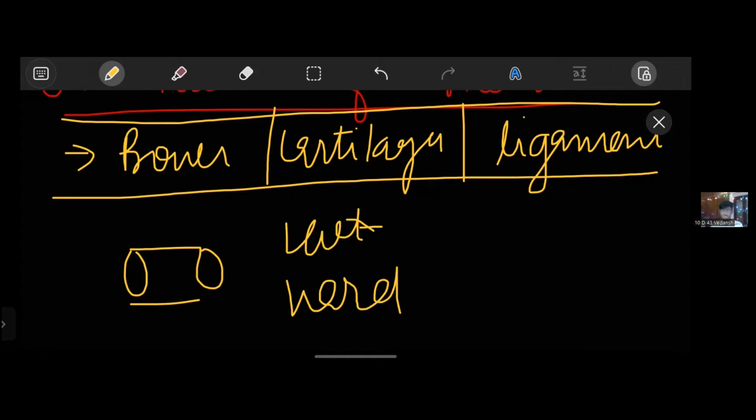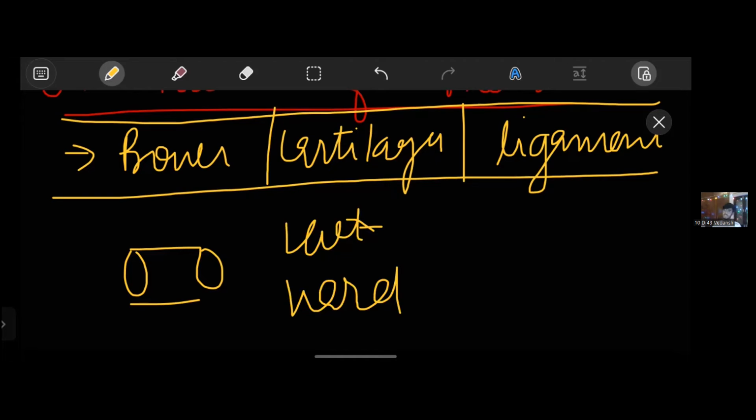Now ligaments. They basically provide structure, like connecting structures. So for example, your ears. If ears were simply flat, you would have heard 360 degree sound. But since they are pointed towards the front, the sound from the front is heard quickly, and the sound from the back is heard less. That is another concept.